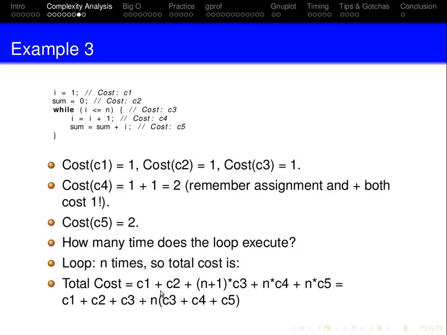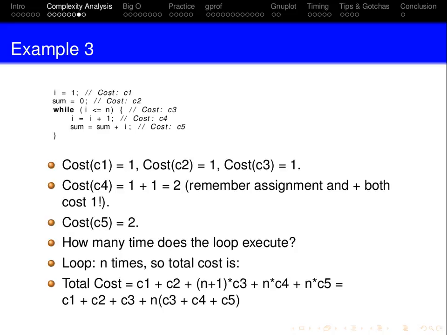Another way to think of that: C1 plus C2 plus 2, plus (n plus 1) times C3, because that's how many times C3 is actually being evaluated, n plus 1 times. Then it's n times C4 plus n times C5. So you can pull it out to this formula. I didn't actually write the last one, but it would be 3 plus 5n.